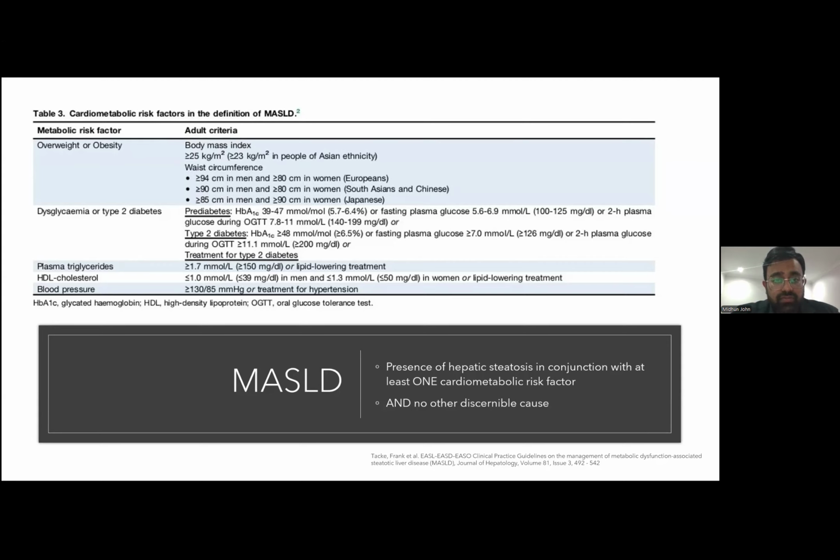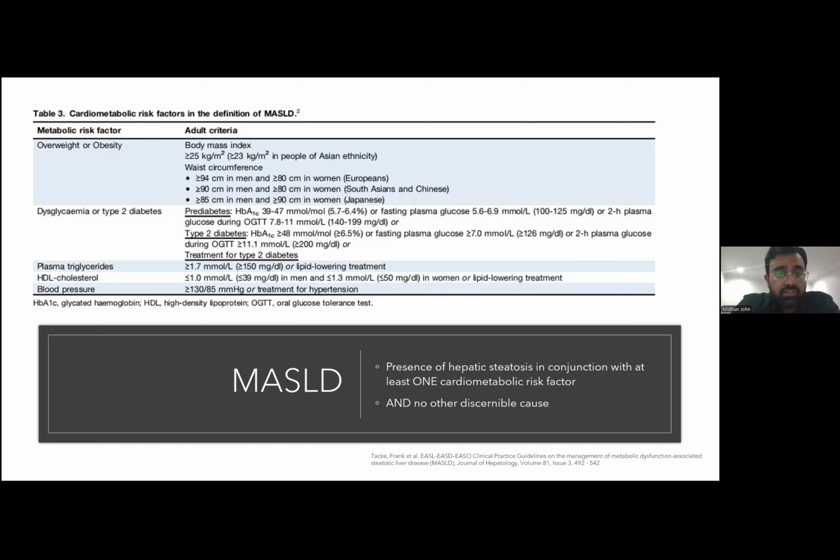The waist circumference is very important, and this is also divided into racial profiles, and the Europeans have more than 94 centimeters in men, as well as more than 80 centimeters in women, and such goes with South Asians as well as Japanese, where there are specific centimeters for each men and women in terms of their waist circumference. The second category is the dysglycemia or type 2 diabetes. If you are on treatment for type 2 diabetes, it is considered as a risk factor.